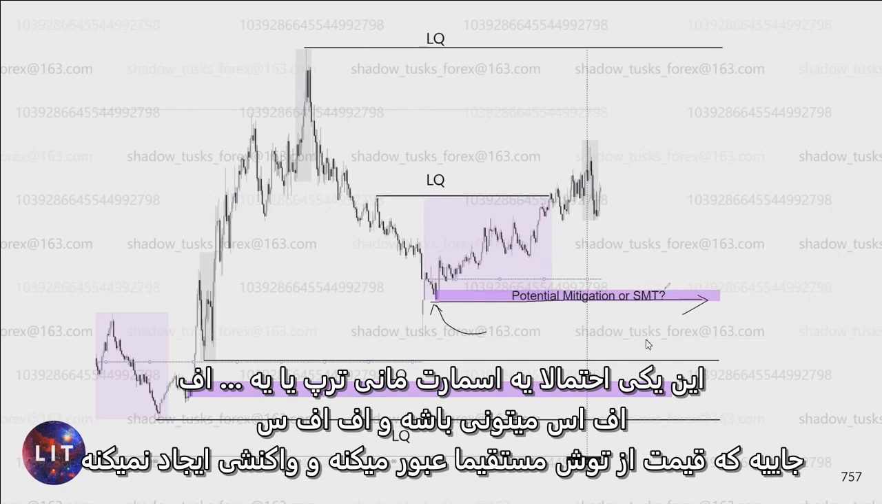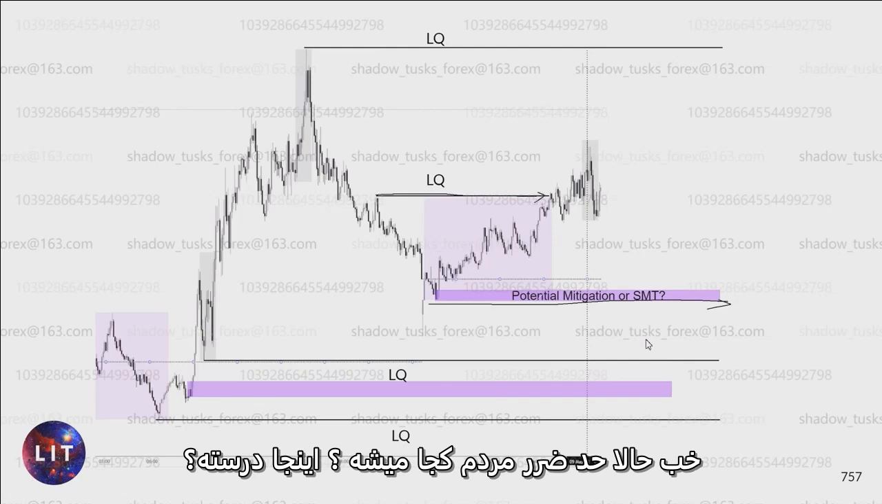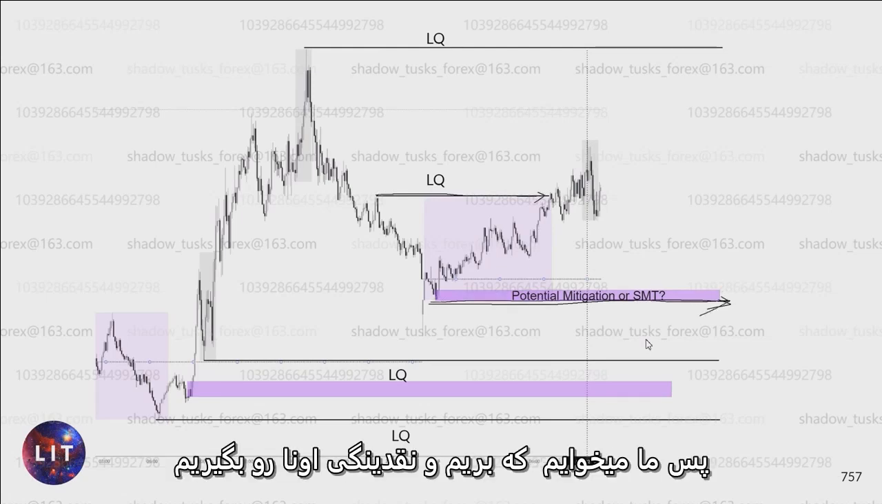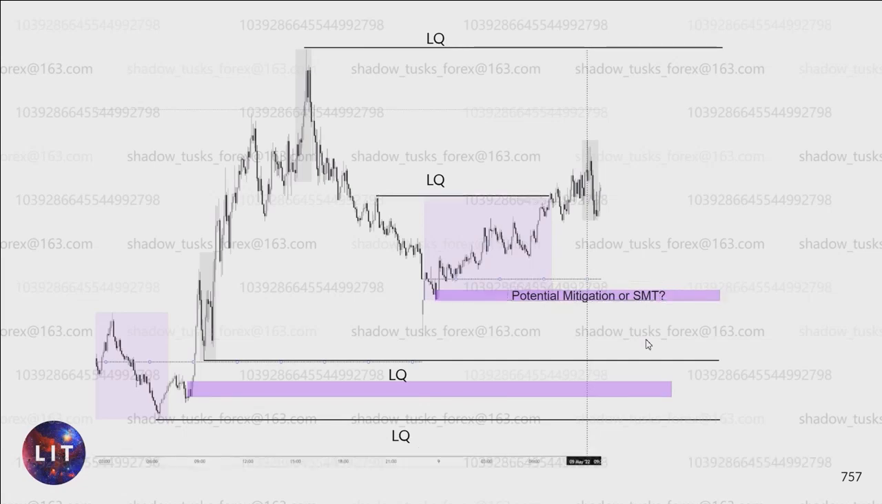So there are one or two things that can happen. This is likely going to be an SMT or an FFS, and an FFS is just where it runs right through it. It doesn't give the reaction, and that's because this is an area where, think about it like this, we've broken out of Asia high. So where are people's stop losses going to be? Well, they're going to be here, right? So we're going to want to take them out. And that's why it's very unlikely that this is going to give us a potential mitigation. So let's just keep going. There you go.